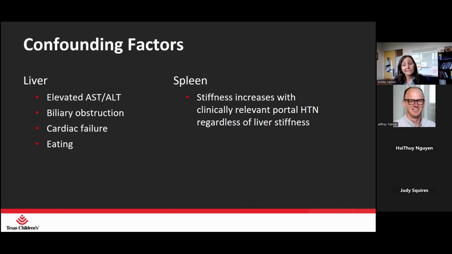On the other hand, spleen stiffness increases with clinically relevant portal hypertension, regardless of the liver stiffness. So no matter what is happening within the liver, if a patient has significant portal hypertension, their spleen stiffness is going to increase. And this is why many believe that the spleen is key in monitoring for portal hypertension.